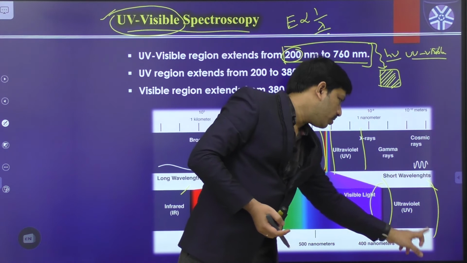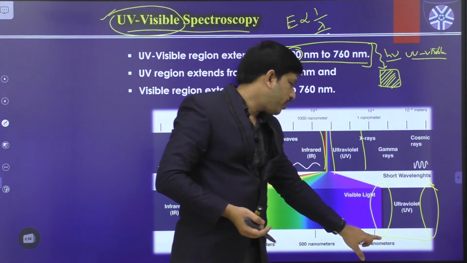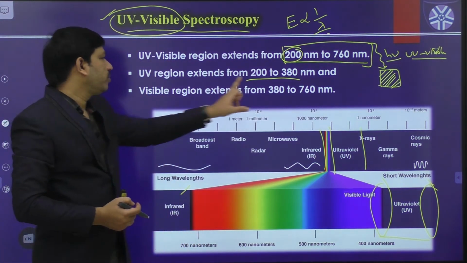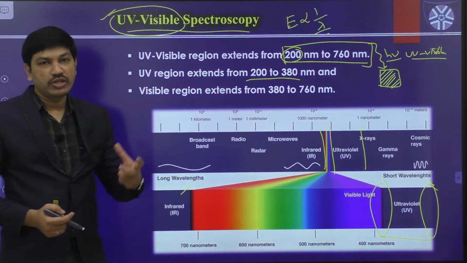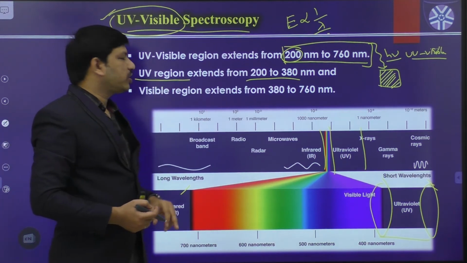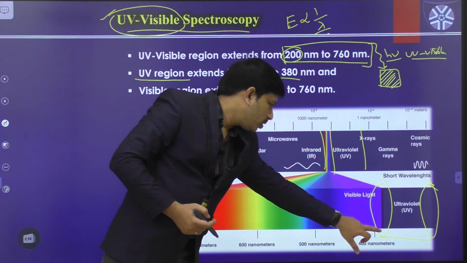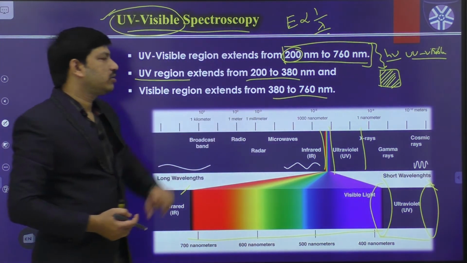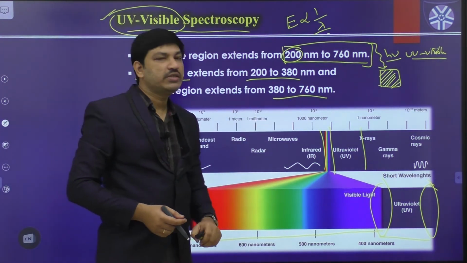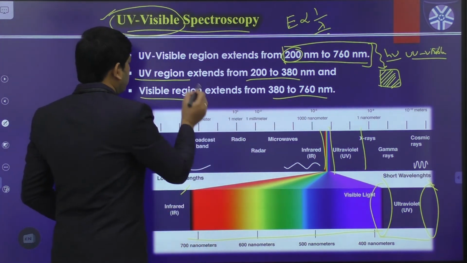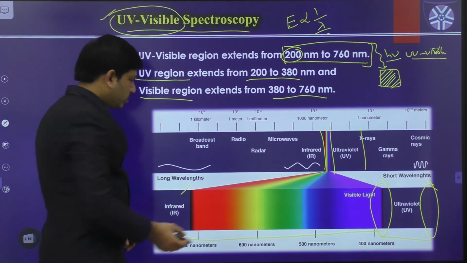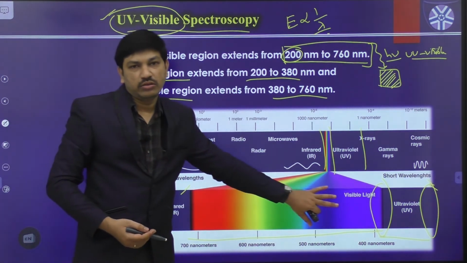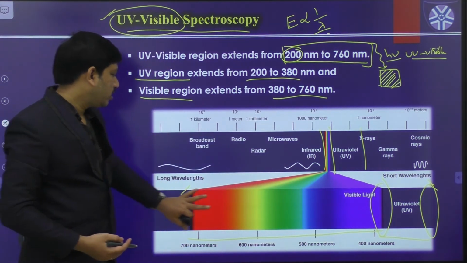So this is the 200 region. From 200 up to 380 nanometers is defined as ultraviolet radiation, and from 380 up to 760 nanometers is called the visible region. Because white light contains 7 different wavelengths, that is, 7 different colors, in this manner.